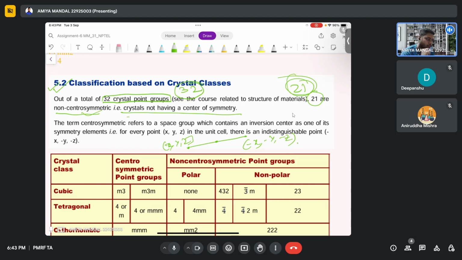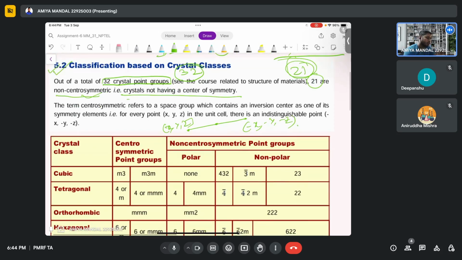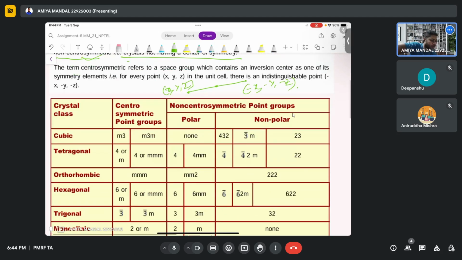Non-centrosymmetric. So how many are centrosymmetric? 11 have centrosymmetry, and 21 have non-centrosymmetry. This is inversion of a point, as I have told you.